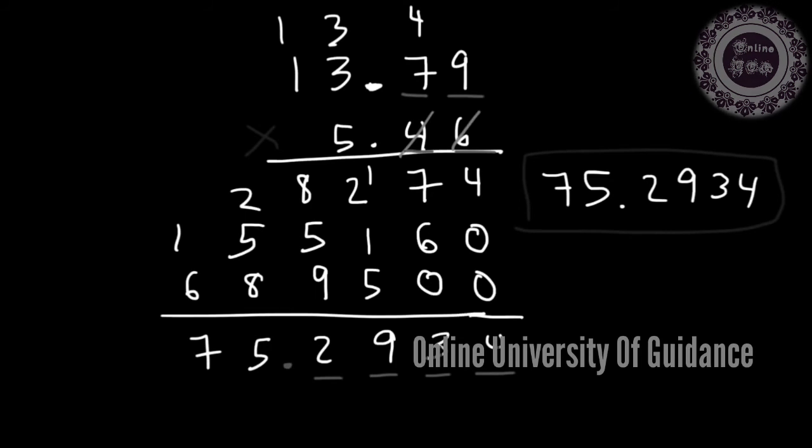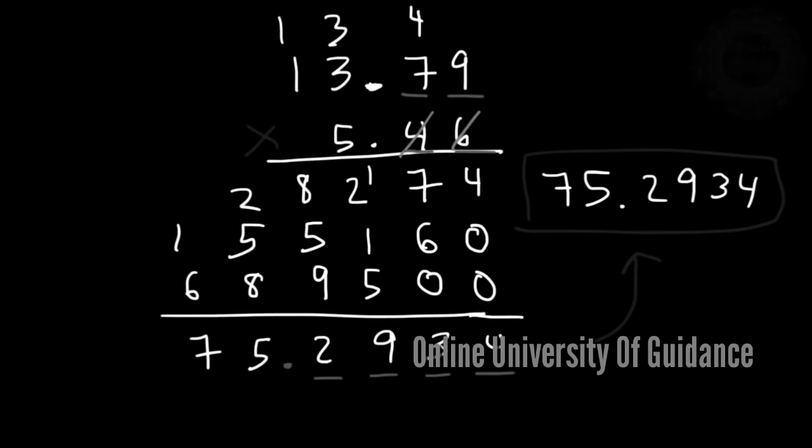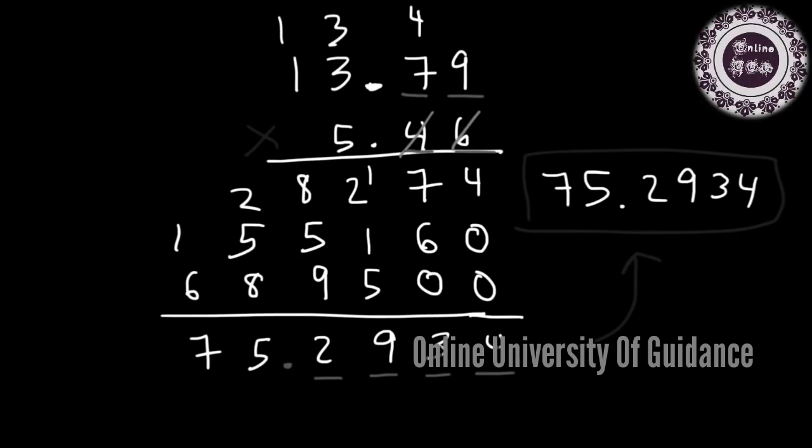Now, if you have your calculator, you can confirm all of these answers. So if you type in 13.79 times 5.46, this is indeed 75.2934. So now you know how to multiply 2 numbers that contain decimal numbers.